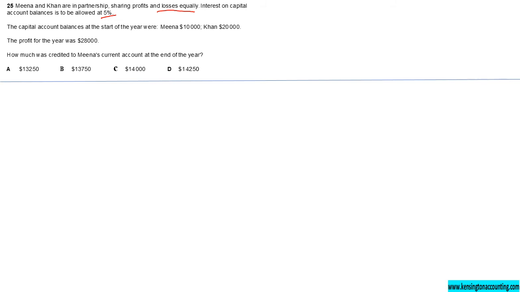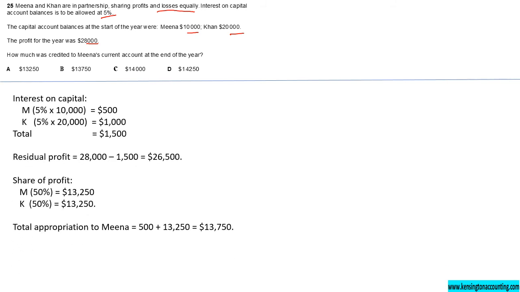We have the balances on the capital accounts and we have the profit for the year. We know that there is no salary and there is no interest on drawings. Now the appropriation account will work as follows. The interest on capital for each partner. So for Mina it will be 5% of 10,000, that's 500. And for Khan it will be 5% of 20,000, which is 1,000. Therefore the total interest on capital is 1,500.